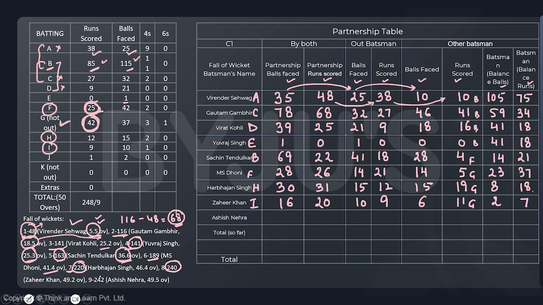Next player to get out was Ashish Nehra at the end of 49.5. So next partnership lasted just for 3 more balls. In these 3 balls, how many runs were scored? 2 runs were scored. Whereas Nehra has scored 1 run in 2 balls. He has scored 1 run in 2 balls. That means the other guy has scored 1 run in 1 ball, and that guy is G. Now G has scored 6 more runs in that 1 remaining ball.